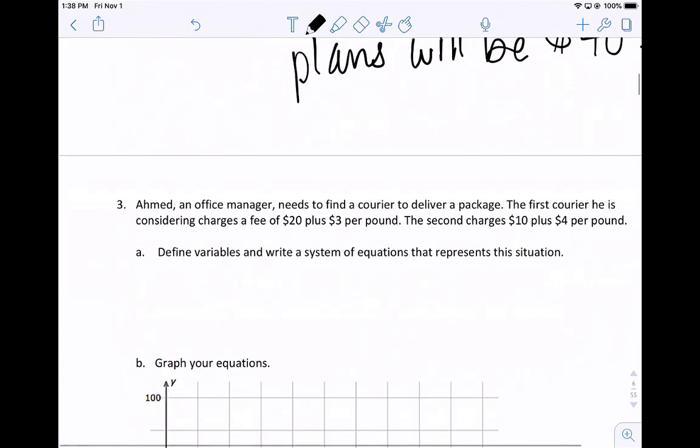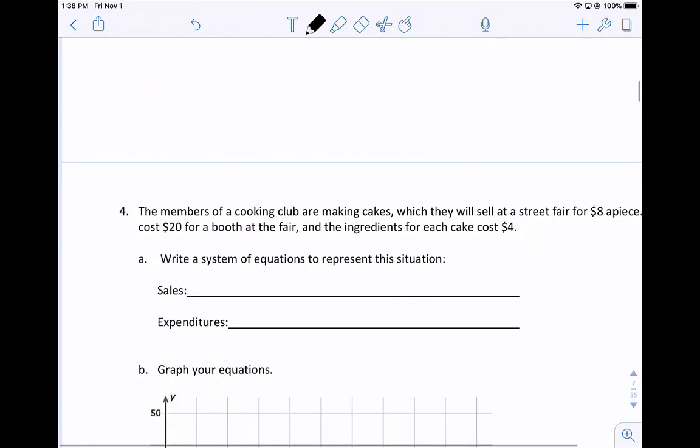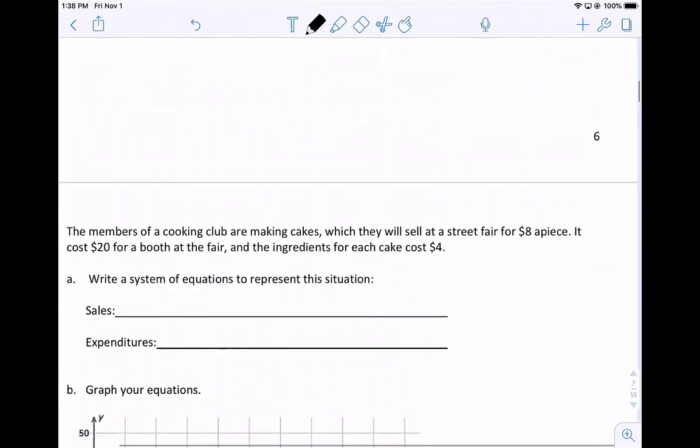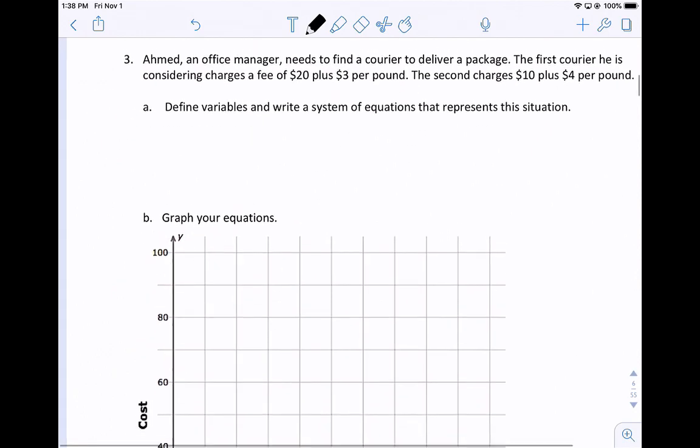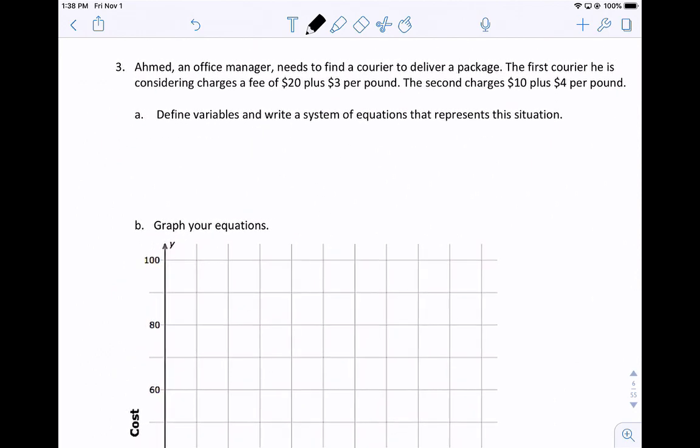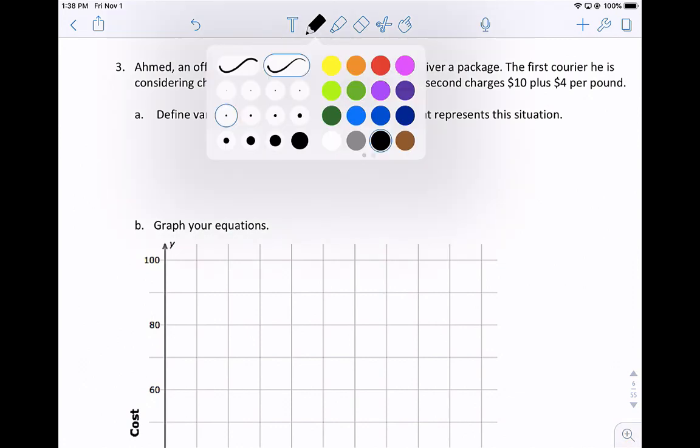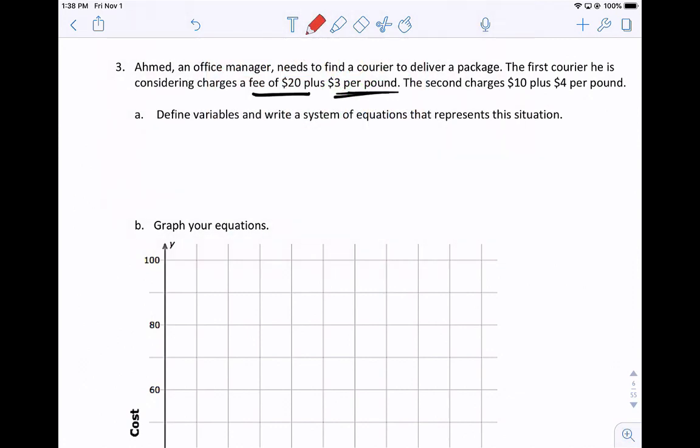Okay, let's try one more, and actually 2 more, and then you should have enough to start your practice problems. Ahmed, an office manager, needs to find a courier to deliver a package. The first courier he is considering charges a fee of $20 plus $3 per pound. The second courier charges $10 plus $4 per pound.